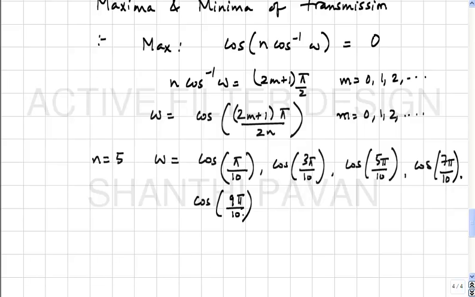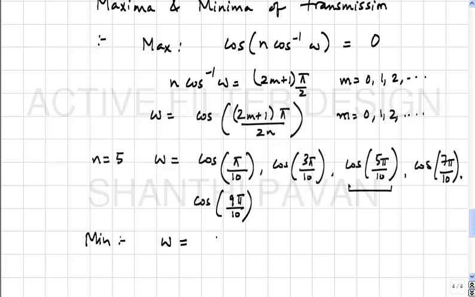So how come you're getting 1, 2, 3, 4, 5 maxima? Not only is omega positive, it's an even function, so there must be a maximum transmission on the negative side also. And as we expect, what is cos of 5 pi by 10? 0. Omega equal to 0 is definitely a maximum of transmission. That must come out. Correct? Now similarly, what are the minima of transmission?